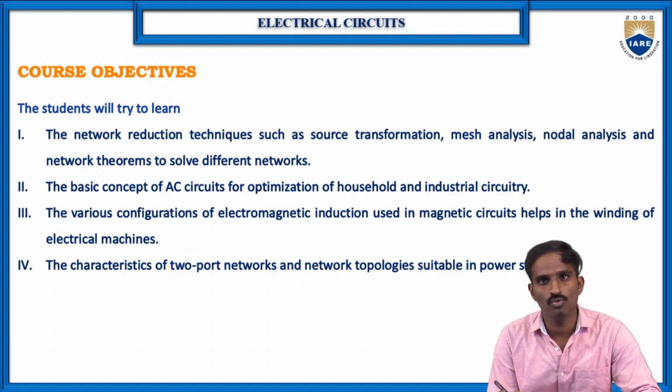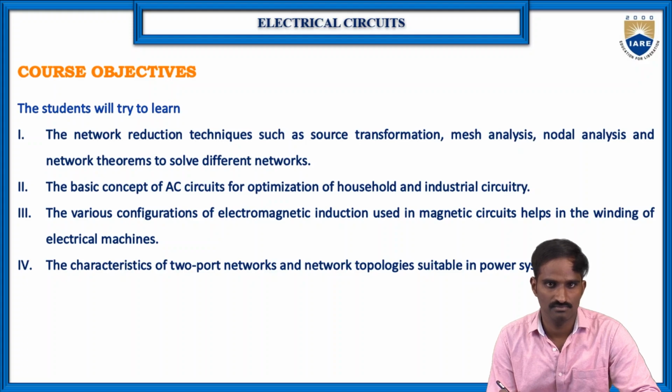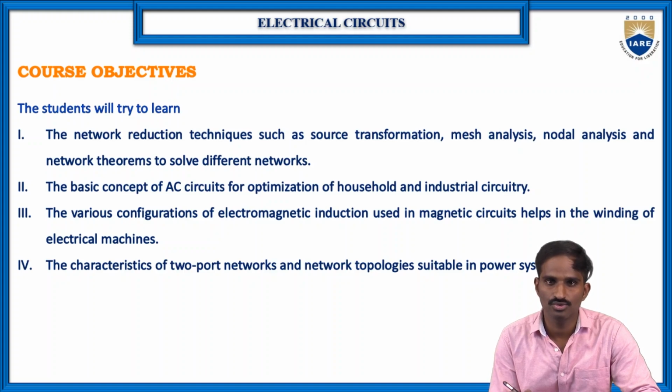There are 4 course objectives defined. Coming to the first course objective, which is network reduction techniques, the students will try to learn various network reduction techniques such as source transformation, mesh analysis, nodal analysis, and network theorems to solve different networks, to reduce complex networks into simple networks, or to find the current flowing through any element or the voltage across any element.